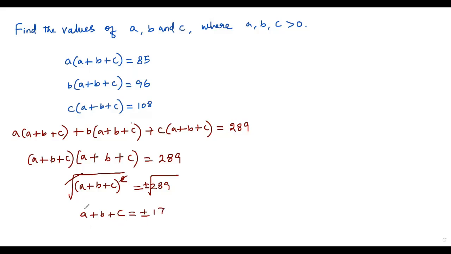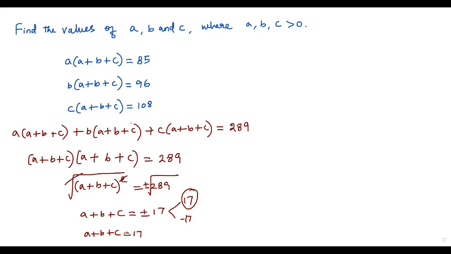Okay, here A is a positive value, B is a positive value, C is a positive value according to the information I have in the question. When I add three positive values, the result has to be a positive value, it cannot be a negative value. So here positive or negative 17 means we have positive 17 and negative 17. So here we have to consider only the positive 17 because the addition of three positive numbers must be a positive number. So we can conclude that A+B+C equals positive 17.